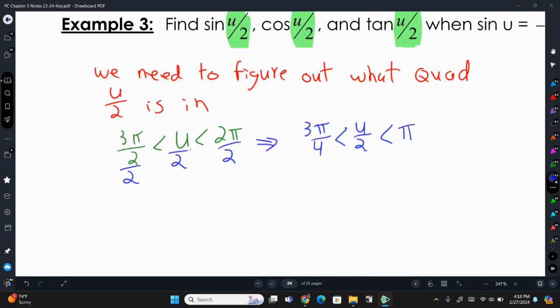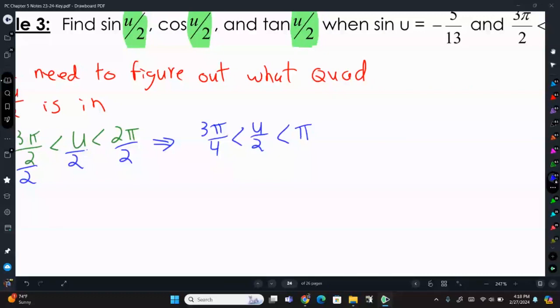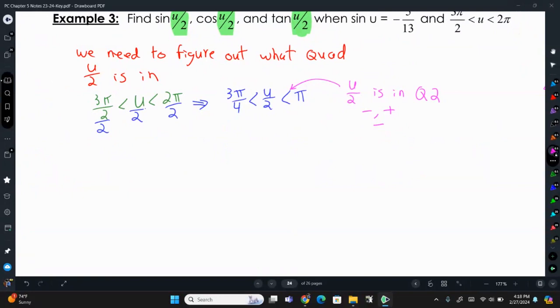So this angle is in between 3 pi over 4, which is in quadrant 2, and pi, which is the end of quadrant 2. So u over 2 is in Q2. We have negative, positive, and then negative for tangent. So now that we have that information, let's go ahead and figure out the sine, cosine, and tangent of this angle u over 2.